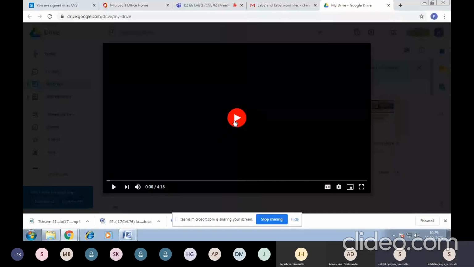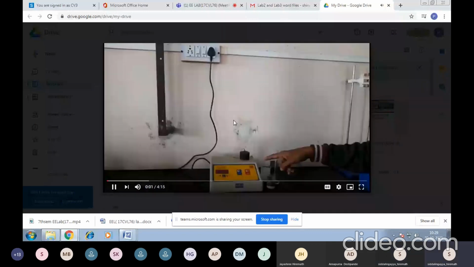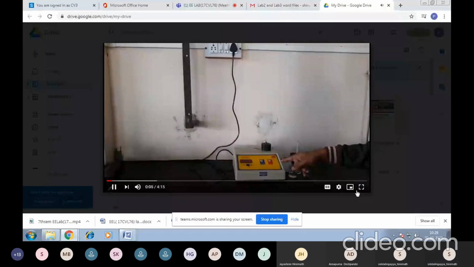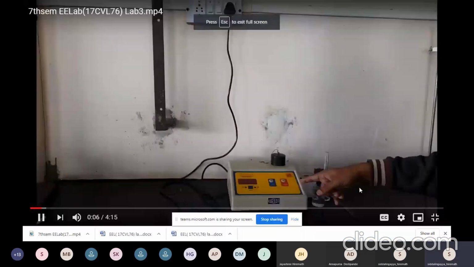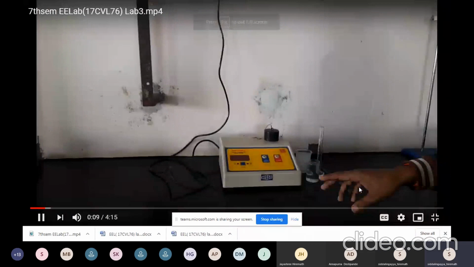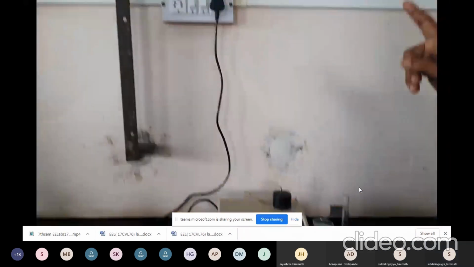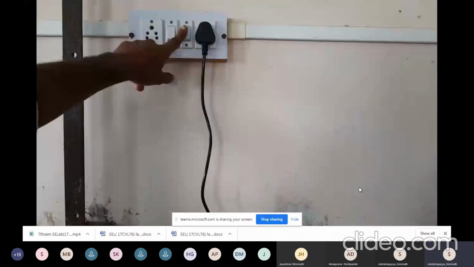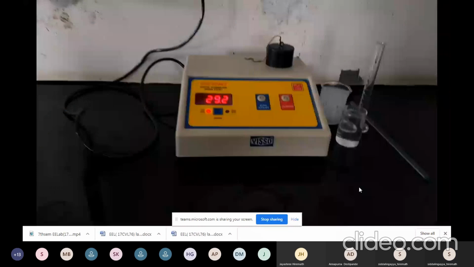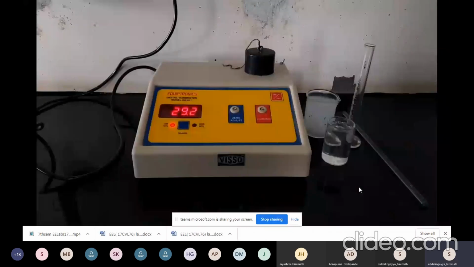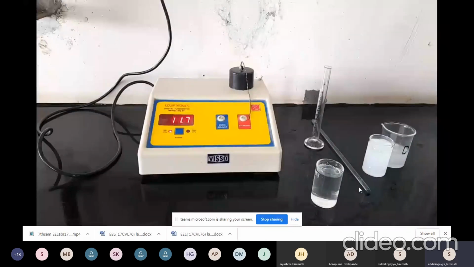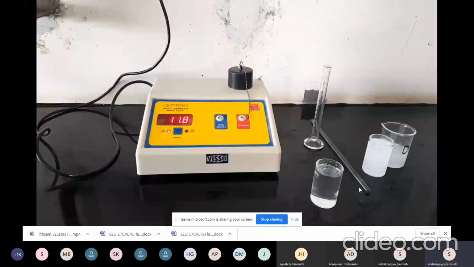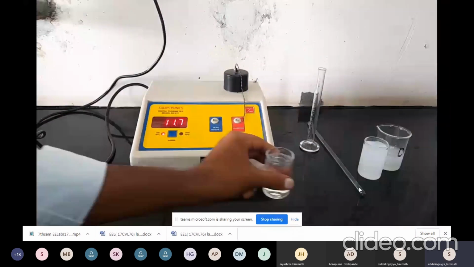Now, students, this is the instrument which is known as a digital turbidimeter, and we have model EQA11. To start with the experiment, just switch on the instrument and wait until the instrument gets warmed up. Now, the next step is calibration of the instrument. For that, first of all, take the distilled water, keep it in a beaker in the chamber of the instrument and set the reading to 0.